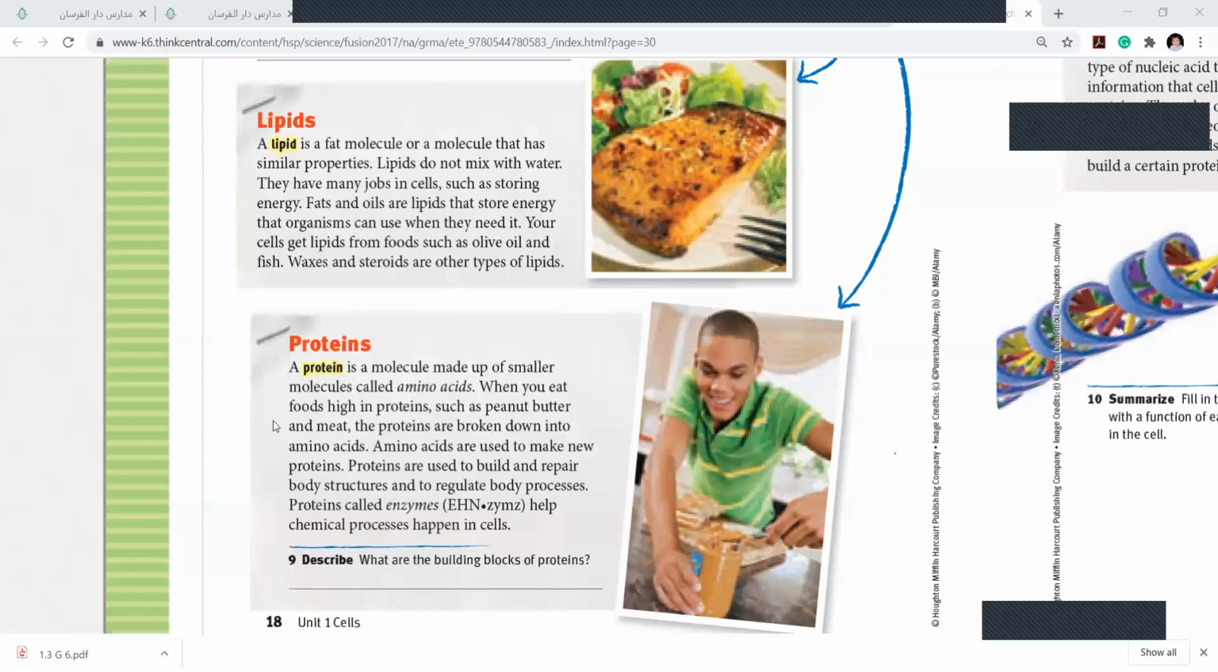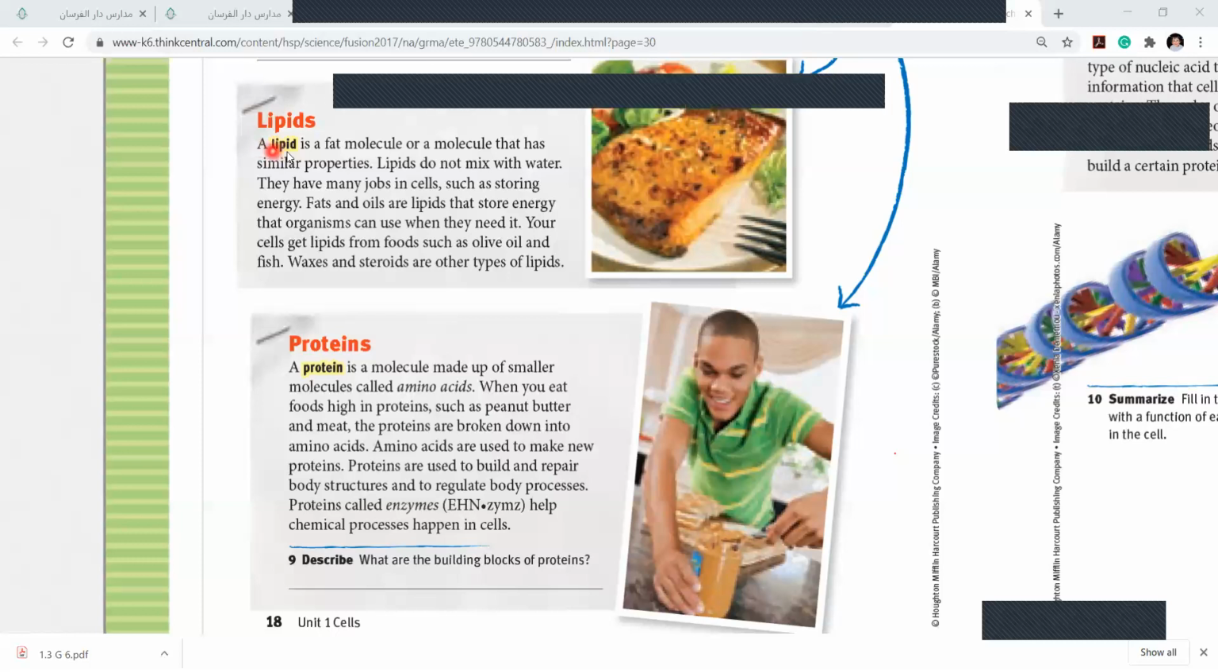A lipid is a fat molecule or a molecule that has similar properties. When I say this word lipid, remember I'm talking about oil. Your oily food, your fried food, your lot of fats, cheese. Lipids do not mix with water. Of course, oil does not mix with water.